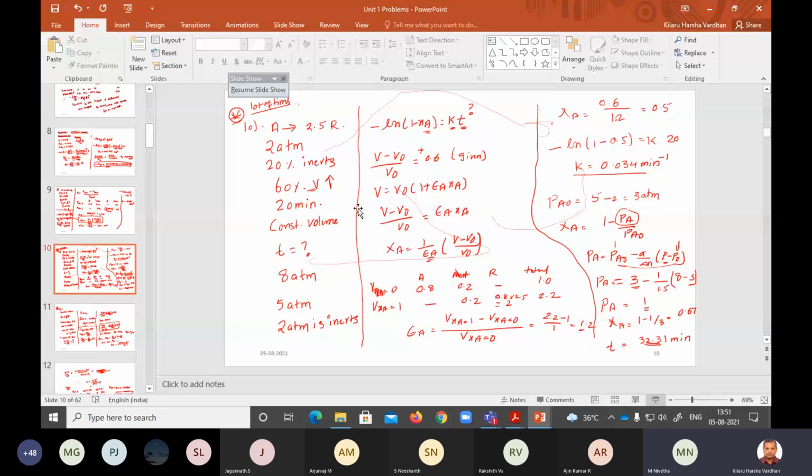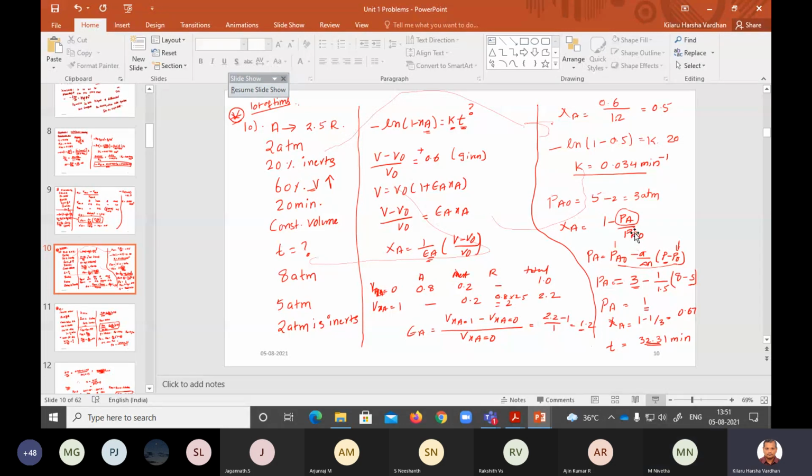Sir, that X is equal to 1 minus PA by PA naught. We know that XA is 1 minus CA by CA naught, right? CA is CA naught into 1 minus XA. Yes, sir. From that, XA is 1 minus CA by CA naught.